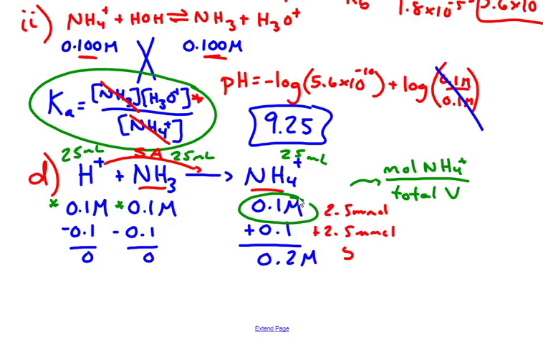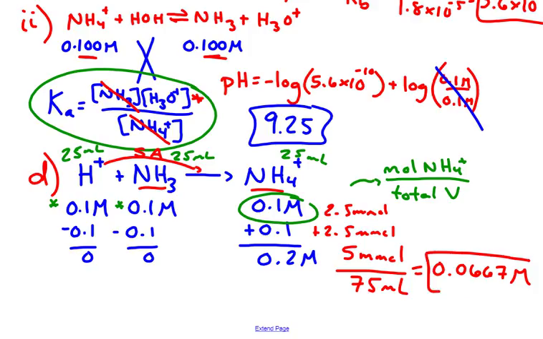So this now should be like, oh, yeah. You can't just go, oh, 0.1 plus 0.1 is 0.2, and leave it like that, because they are going out of their way saying the volumes are additive. So then what I have to do is put that over 75 mils, correct? Because it's from each one, right? Each one has 25. So my final answer is roughly, correct me if I'm wrong, 0.0667 molar.